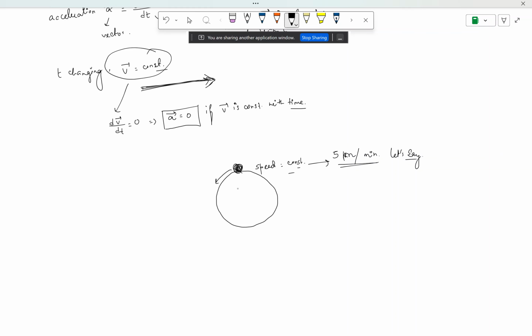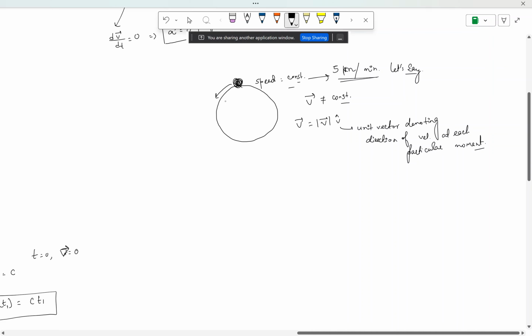But the real question is, is the velocity constant or not? So you will see that velocity is not constant in this case. Even if speed is constant, velocity is not constant. Why? Because velocity has both magnitude and the direction. So let's say v cap is the unit vector which denotes the direction of velocity at each particular moment, right?